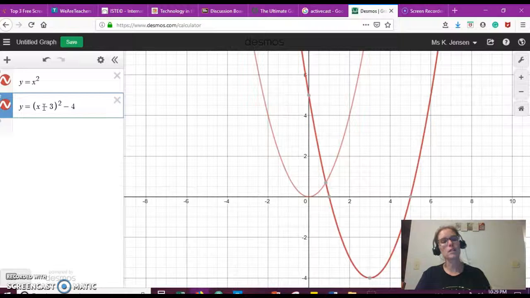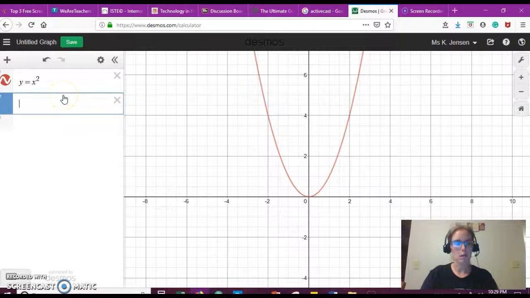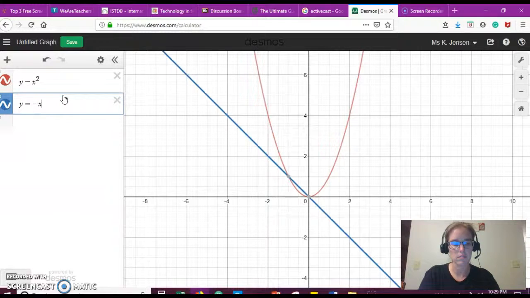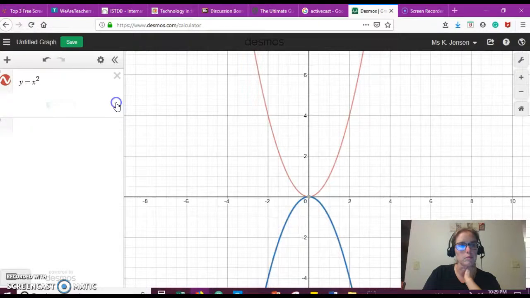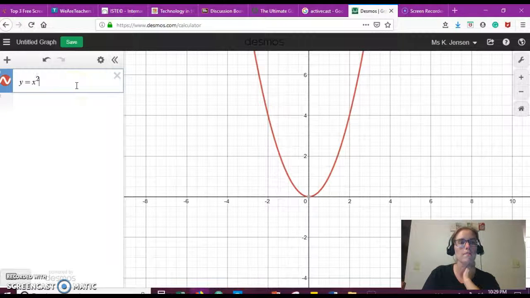Okay, now the other thing we need to talk about is what happens if we suddenly make a negative sign here. Y equals negative x squared. That negative in front of the x squared is what reflects our graph over the x-axis. Now we also need to talk about the stretches and compressions on the graph. Let's first talk about vertical stretches and vertical compressions.